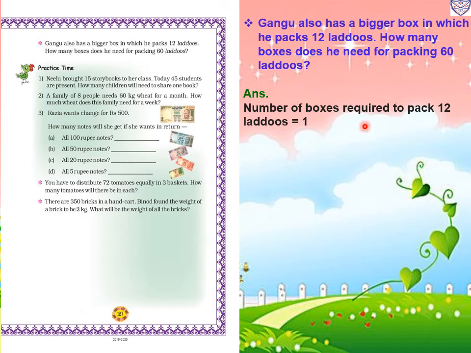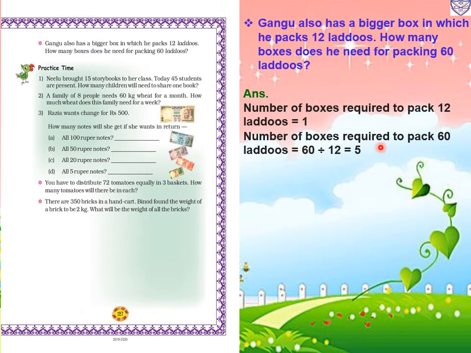So number of laddus packed in one box is 12. So number of boxes required to pack 60 laddus equals 60 divided by 12. So in the 12 table, when 60 comes, that is 12 fives are 60. So 5 boxes are required for packing 60 laddus.